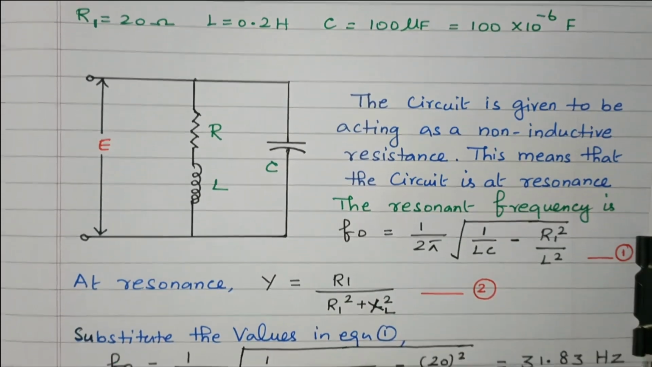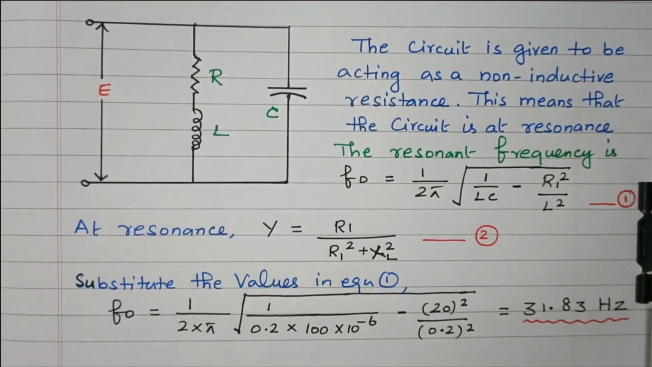Now substitute the values in equation 1 and find the resonant frequency. 1 divided by 2 into pi square root of 1 divided by L, L is 0.2, into C value, C is 100 into 10 to the power minus 6, minus R1 square, 20 ohm, divided by L square, 0.2 square. So while simplifying, we got 31.83 Hz. The resonant frequency is 31.83 Hz. So the condition given is non-inductive resistance, so that means the circuit is at resonance.